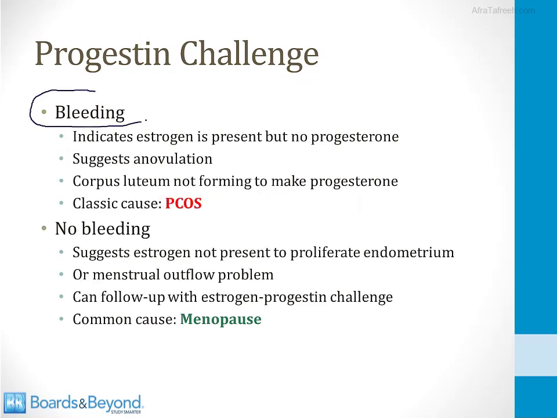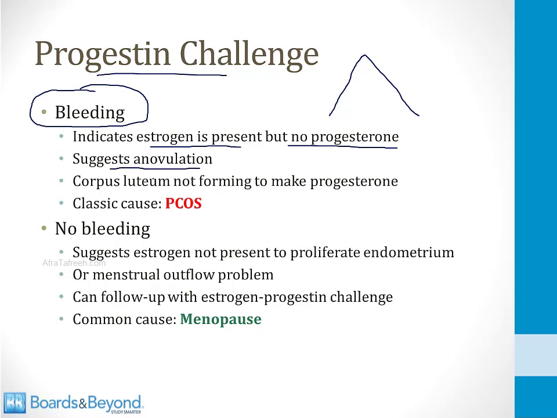If bleeding occurs after a progestin challenge, this indicates that estrogen is present but not progesterone. Recall that estrogen makes the endometrium proliferate, but then you need the typical rise and fall in progesterone for menses to occur. If menses do occur after exogenous progesterone administration, it suggests that progesterone is absent, and this can occur when there's anovulation. The woman is not ovulating, so the corpus luteum is not forming to make progesterone.